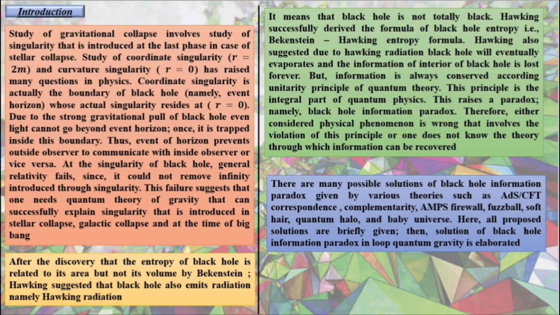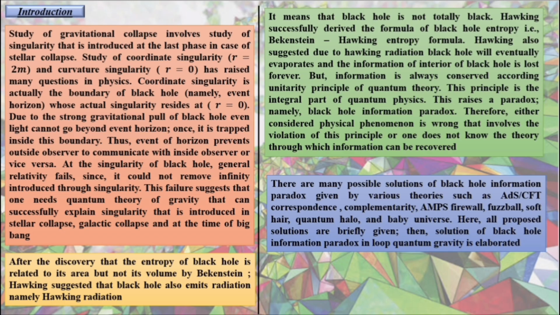After the discovery by Bekenstein that the entropy of black hole is related to its area but not its volume, Hawking suggested that black hole also emits radiation, namely Hawking radiation. It means after some time, because of the radiation, black hole will evaporate completely. So what will happen to information that resides inside the black hole? This question creates information paradox. Here I have explained in this paragraph, it means black hole is not totally black. Hawking successfully derived the formula of black hole entropy, that is Bekenstein-Hawking entropy formula.